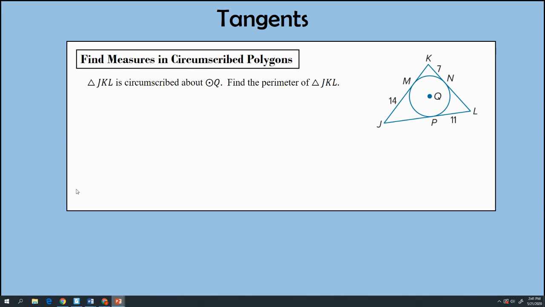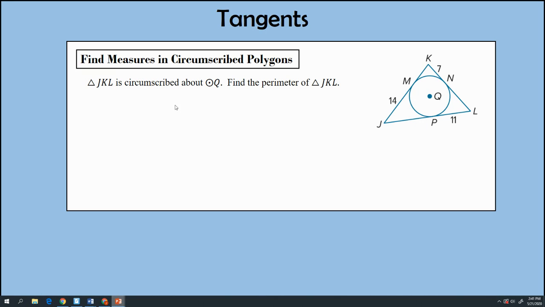One common application of a circumscribed polygon is this. They're giving us this triangle JKL, and they're telling us it is circumscribed about Q. So this is a given. They're not asking, is it circumscribed? They're telling you it is. And because it's circumscribed, you know each side is tangent to the circle. So side JK of the triangle is tangent at point M. Side KL is tangent at point N. And side JL is tangent at point P. Now we're asked to find the perimeter of this triangle. So we're supposed to take the length of JK, the length of KL, the length of LJ, and add them together.